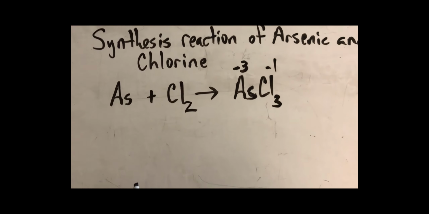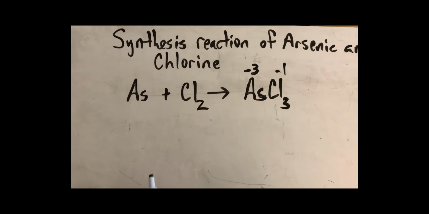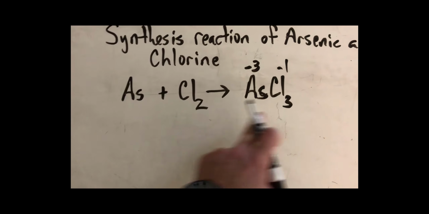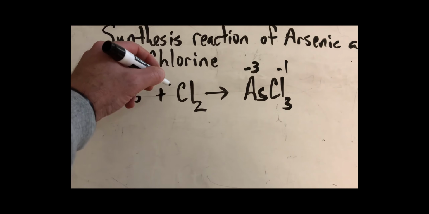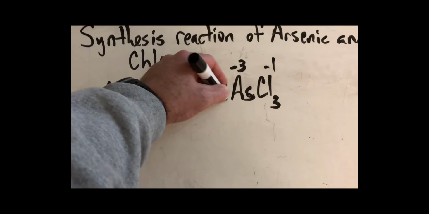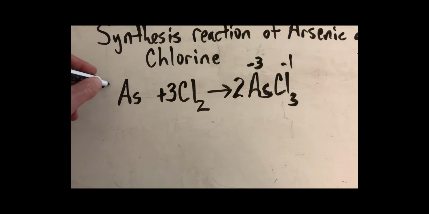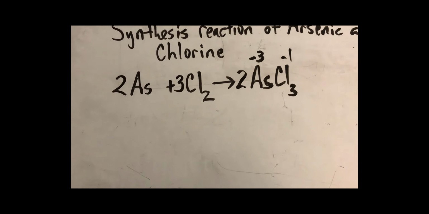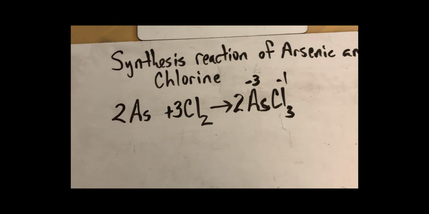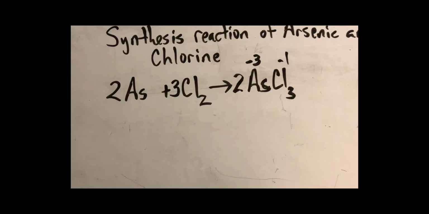Okay, and so if we take a look at this, I have 3 here and 2 here, so the least common multiple is 6, so 3 times 2 is 6, 2 times 3 is 6, and then we need to put a 2 in front of the arsenic as well. Okay, so that's just balancing it. We need to make sure that we balance these things correctly, because these subscripts of how many we have when we look at their charges is important.